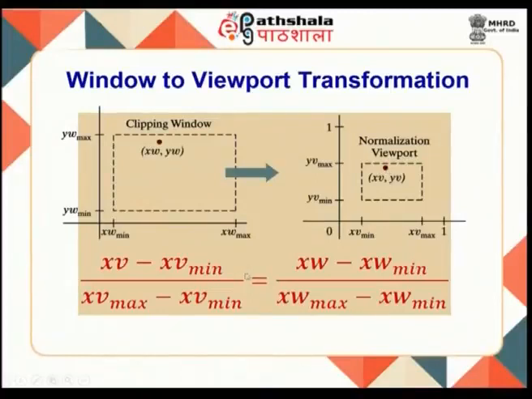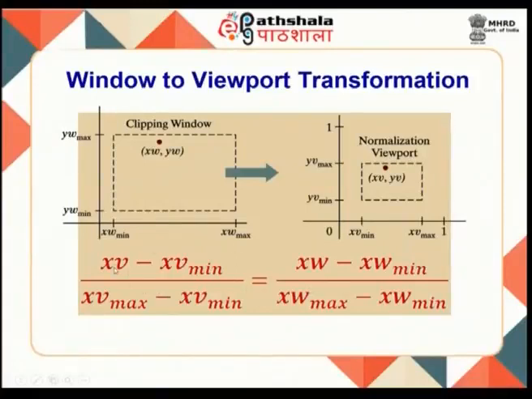So, how do we get the percentage distance? XW minus XW min by XW max minus XW min, multiplied by 100, gives us the percentage distance. That should be exactly equal to the percentage distance of this point in the viewport with respect to its left boundary, that is XV minus XV min by XV max minus XV min, into 100. The into 100 on both sides gets cancelled, so we are left with these two expressions.